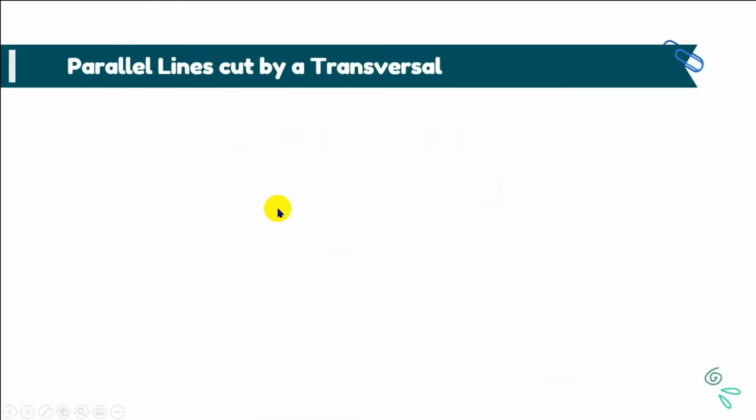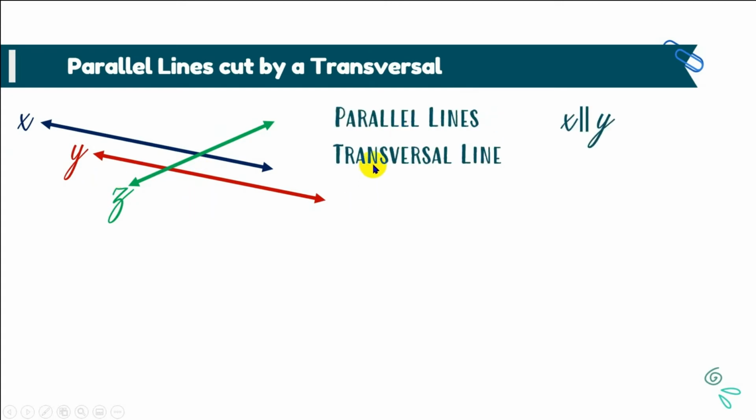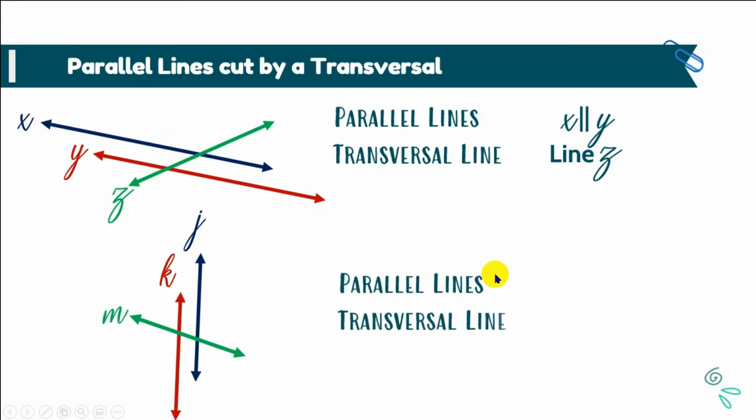Okay? So, let's have another example or figure of parallel lines cut by a transversal. So, we have here line X and line Y as the parallel lines, and the transversal line for this one is line Z. How about for this one? Which two is considered to be the parallel lines? Okay, so we have line J parallel to line K, while line M is our transversal line. Okay, so remember these two types of line.